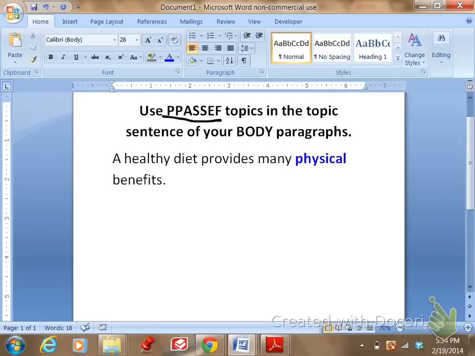And this is an example of how you would take that and make it the topic of your topic sentence of your body paragraph, where you have: a healthy diet provides many physical benefits, physical being the first P in PASSF. And you just take that and make that the topic sentence. Now we're going to go into how to come up with supporting details.